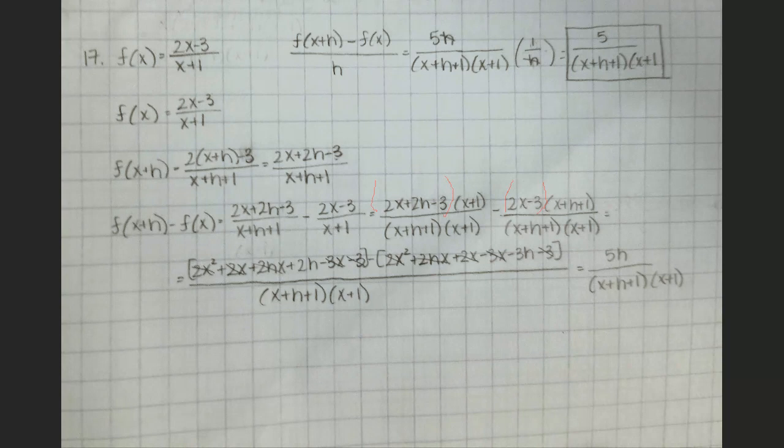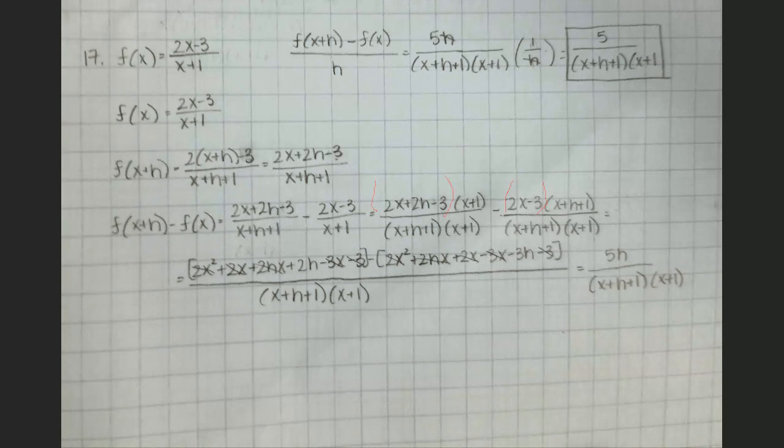And then at the bottom here, when you simplify, you get 2x squared plus 2x plus 2hx plus 2h minus 3x minus 3, and then minus 2x squared plus 2hx plus 2x minus 3x minus 3h minus 3, all over x plus h plus 1 times x plus 1. And then I continued to simplify.